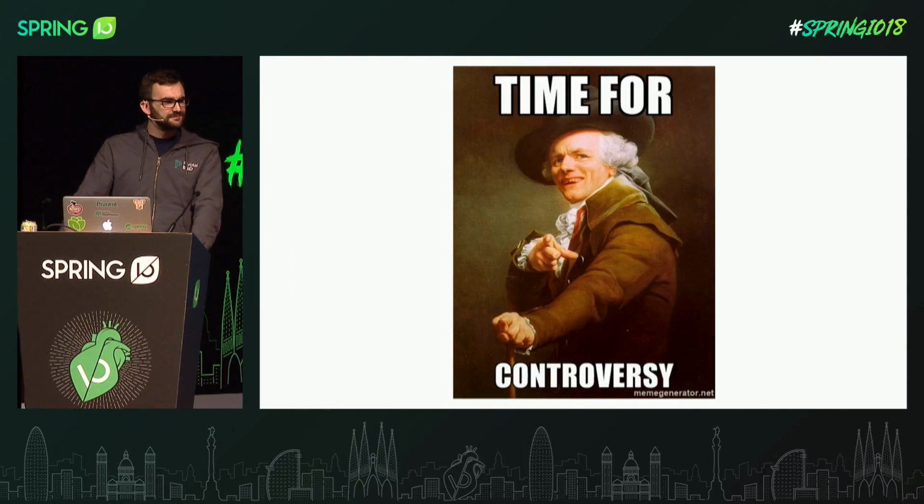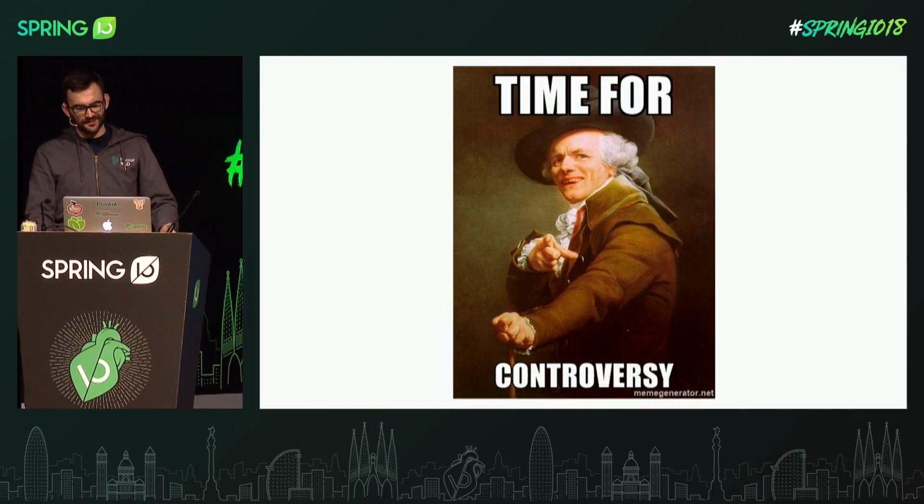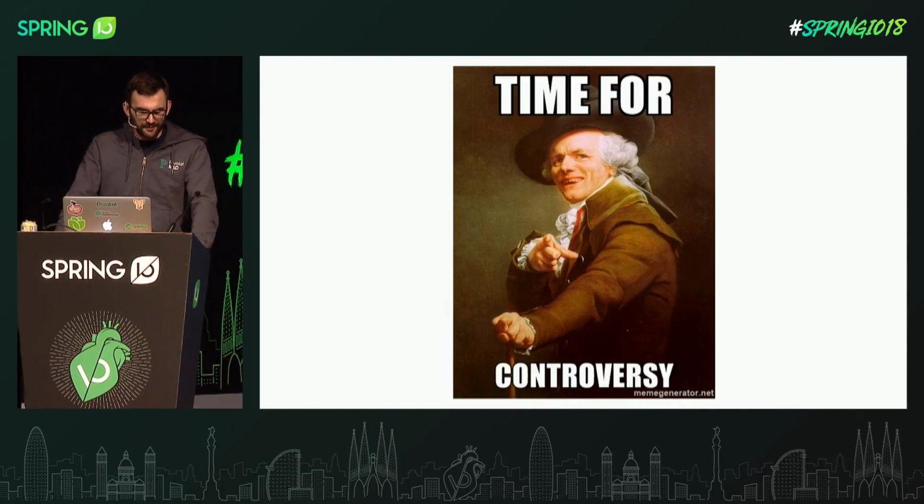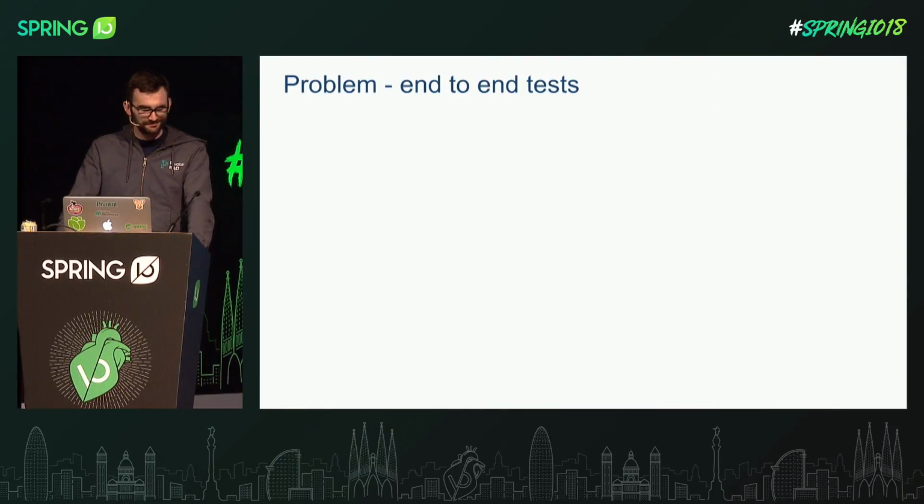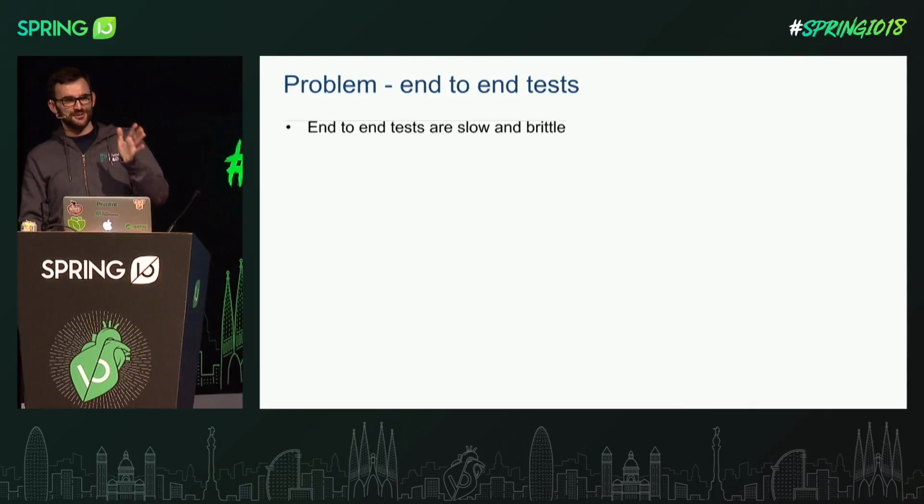So time for controversy, because like I said, we're friends here. So I'm going to be honest. I have a problem. I have a problem with end-to-end tests. For me, it's like pure hypocrisy, because in the Spring Cloud team, I write almost only end-to-end tests for our stuff. So that's terrible. But it's a special situation, right?